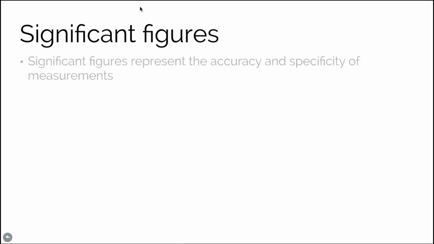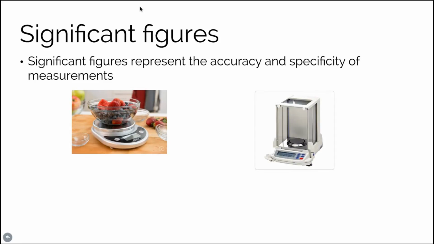And now we come to significant figures. Significant figures are how we express the accuracy and specificity of the measurements that we take. So we usually deal with numbers and measurements in significant figures. Think of this example. Say that you have a piece of gold and you want to know exactly how much it weighs so you know how much money you're going to get for it.